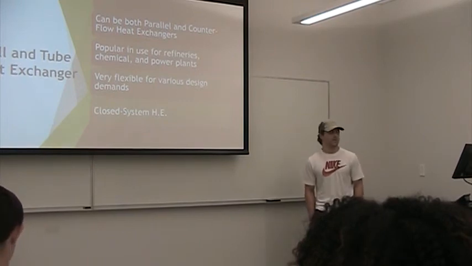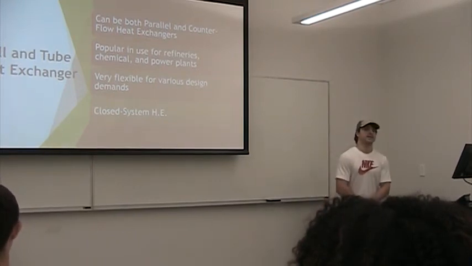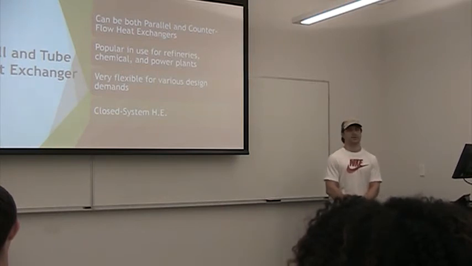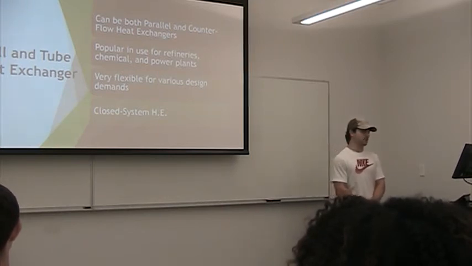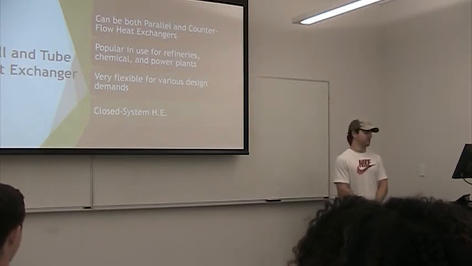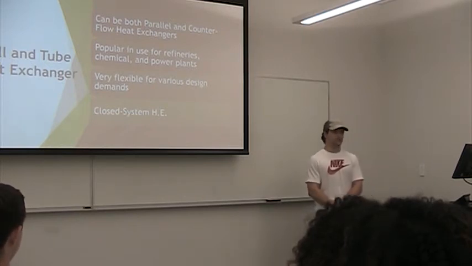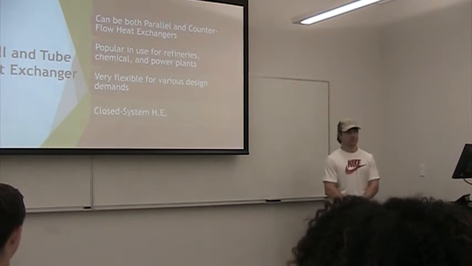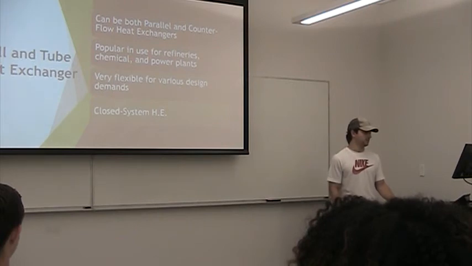Another example is a shell and tube heat exchanger, and these can be both parallel and counterflow. These are popular for more industrial uses, such as plants and refineries, and they can be very flexible in their shape and design to meet the demands of confined spaces.